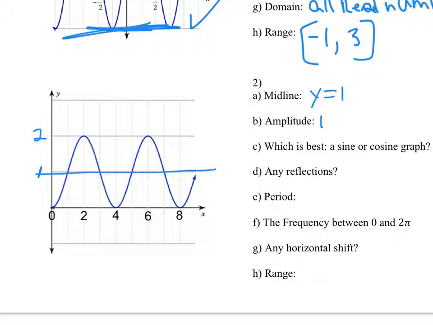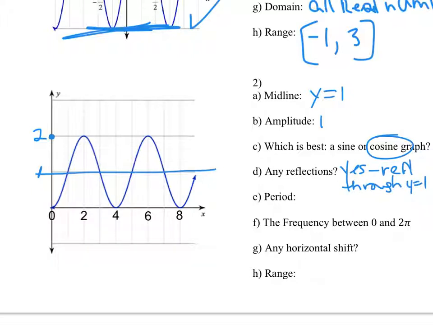Is it best as a sine or a cosine graph? Well, you look at the y-axis and the midline. If it starts on the midline, then it's a sine graph. If it starts at the maximum or the minimum, it's a cosine graph. So since it starts low, it's a cosine. And the reflections. Well, if this was a real cosine graph, it would have started at the max. So yes, it was reflected through the midline, which is y equals 1.